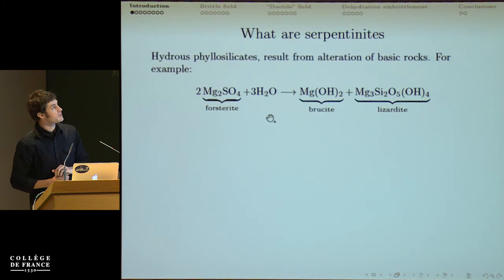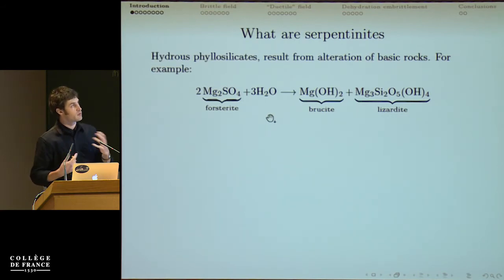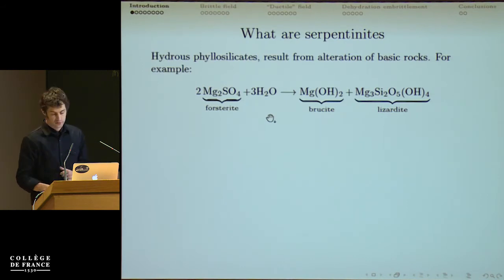Serpentinites are the product of alteration of ultramafic rocks in oceanic crust. So they are hydrous silicates. I show here an example of such an alteration reaction. You take forsterite, you add water, and at about 300 degrees Celsius, you generate brucite and lizardite. Lizardite is a low-pressure form of serpentine.